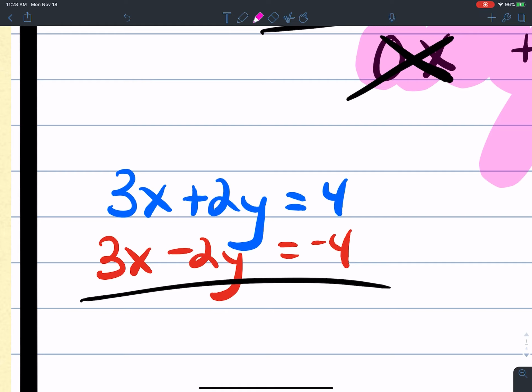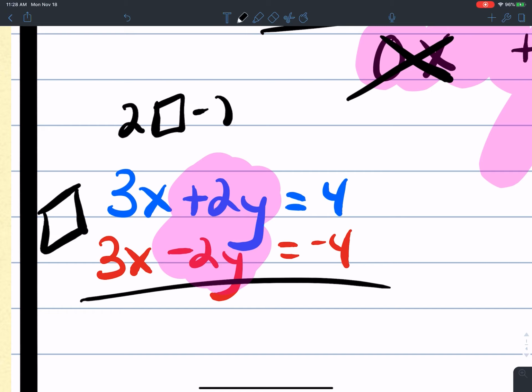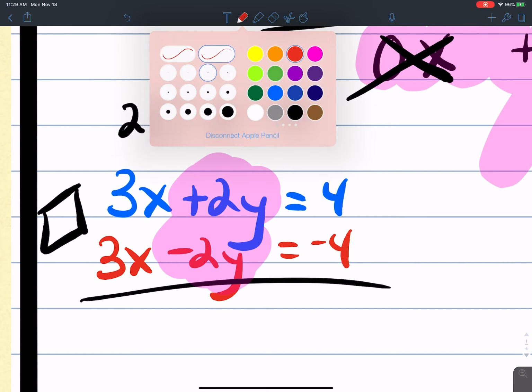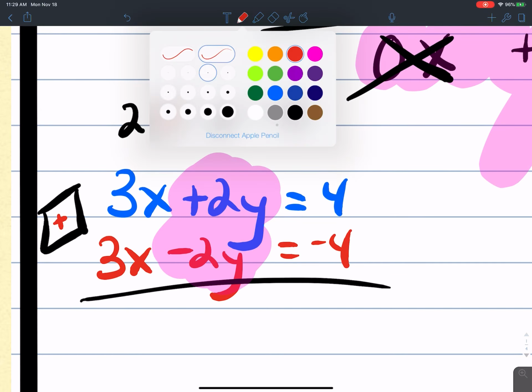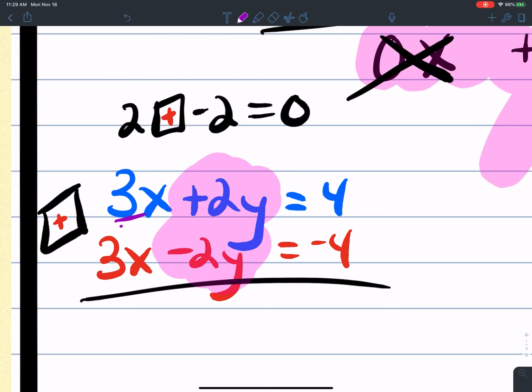But we could have also noticed that the y's have opposite coefficients. So I could have asked myself, what would I have done with 2 and negative 2 to create a 0? Well, I would want to add those together. So I could have also added these to eliminate y first. So 3x plus 3x is 6x, 2y plus negative 2y is 0y's, and 4 plus negative 4 is 0.